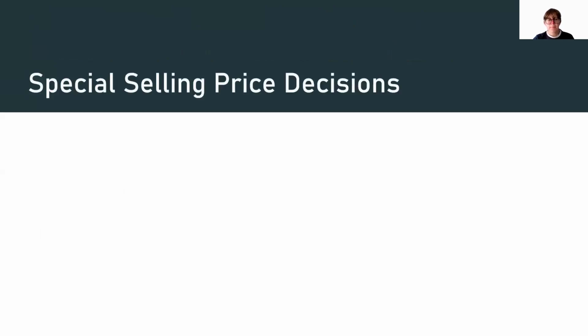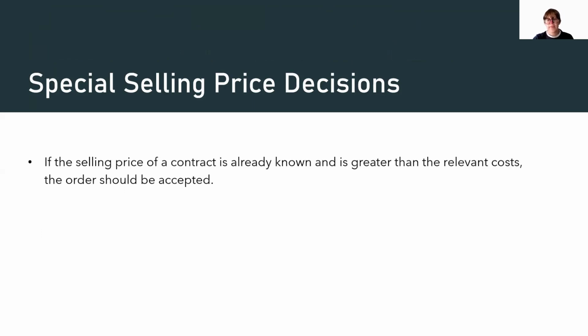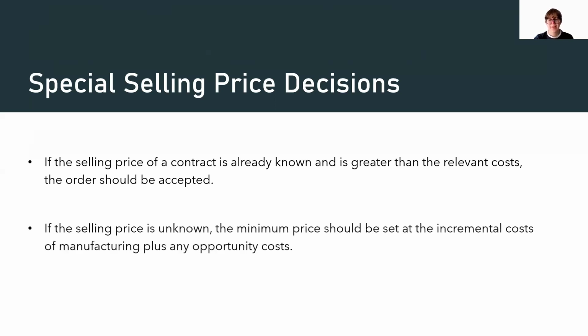So sometimes a business will make special selling price decisions. So if the selling price of a contract is already known and it is going to be greater than relevant costs, the order should be accepted. If, however, the selling price is unknown, the minimum price should be set at the incremental cost of manufacturing plus any opportunity costs.